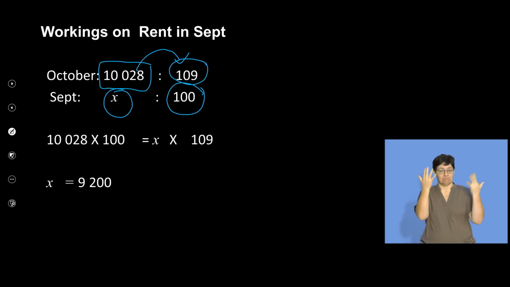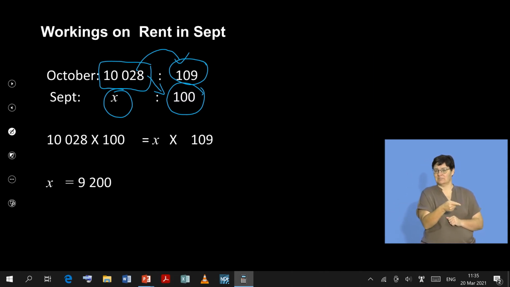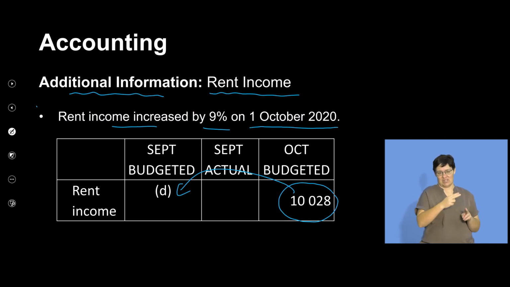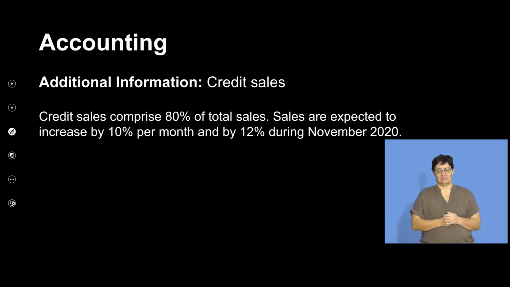Watch my calculation. Cross multiply. You take 10,028 times 100 divided by your 109. Let's do that. So it's 10,028 times 100 divided by 109, and you're going to get a figure of 9,200. So what is the 9,200? Your 9,200 will be your rental for September.